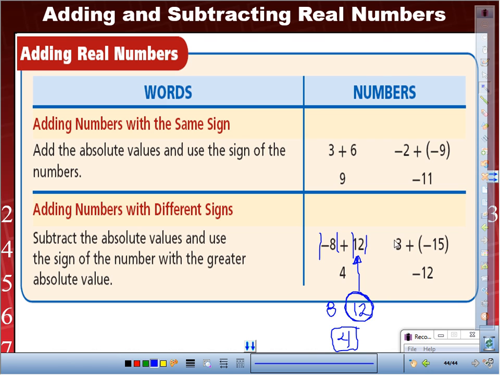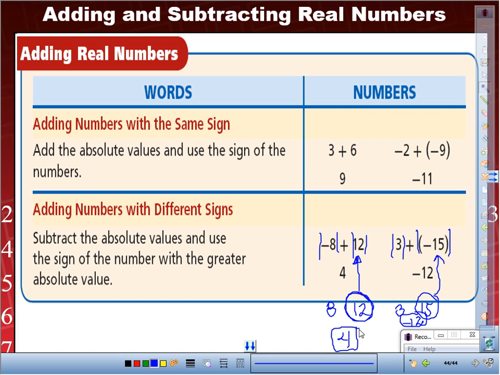Let me go over this one. Absolute value of 3 is 3. Absolute value of negative 15 is 15. Are these the same sign? No. That's why I'm going to subtract. 15 minus 3, that's 12. What is the greatest absolute value? 15. What is the original sign? Negative. That's why this is a negative 12. Is it coming back? Yes. So that's when they have numbers that are opposite signs.